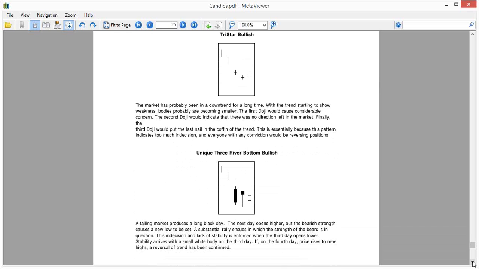Unique 3 river bottom bullish. A falling market produces a long black day. The next day opens higher, but the bearish strength causes a new low to be set. A substantial rally ensues in which the strength of the bears is in question. This indecision and lack of stability is enforced when the third day opens lower. Stability arrives with a small white body on the third day. If on the fourth day prices rise to new highs, a reversal trend has been confirmed.